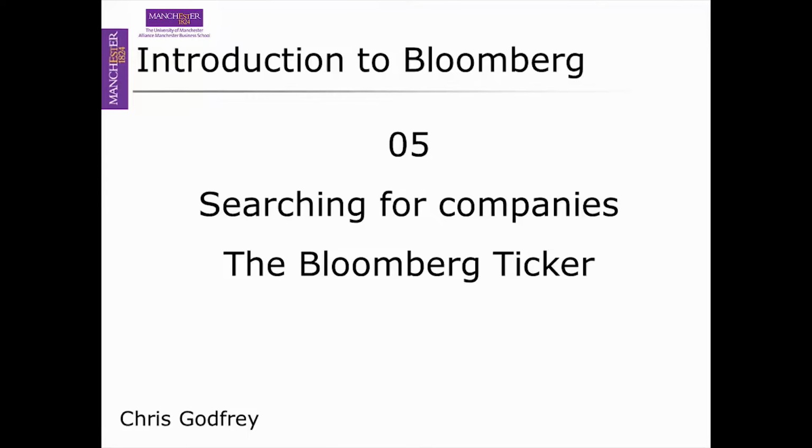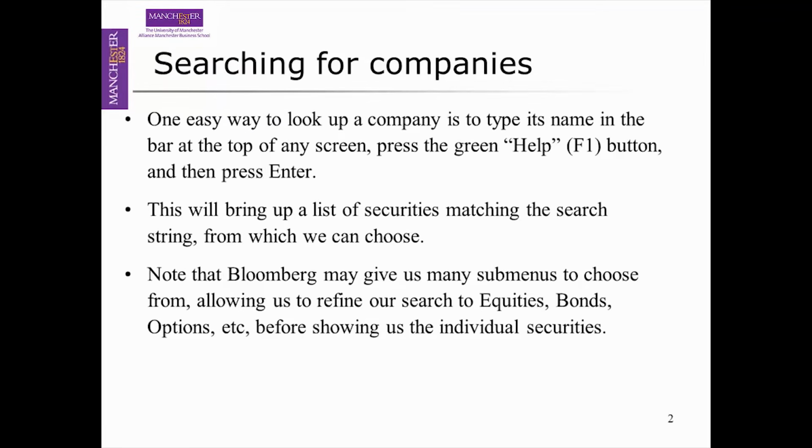Introduction to Bloomberg, Part 5. Searching for companies. The Bloomberg ticker. One easy way to look up a company is to type its name in the bar at the top of any screen. Then press the green Help or F1 button and then press Enter. This will bring up a list of securities matching the search string from which we can choose.